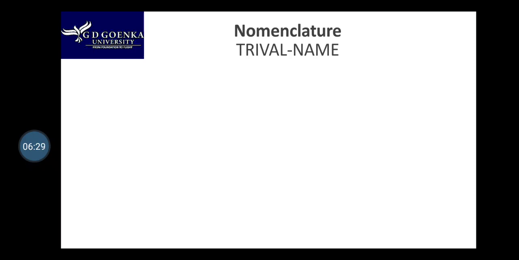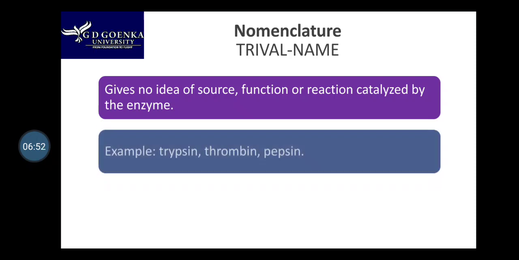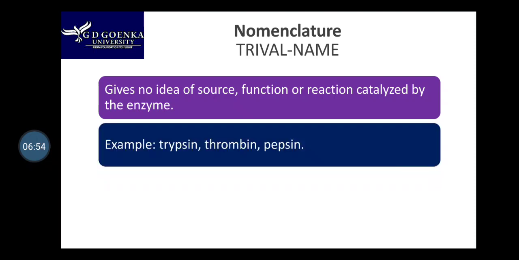So trivial name means local name, which gives no idea of source, function or reaction catalyzed by the enzyme. Locally the enzymes were named. Nomenclature means naming. So naming of the enzymes which were given the local name has no idea about the source, function and the reaction catalyzed. For example, trypsin, thrombin, pepsin.